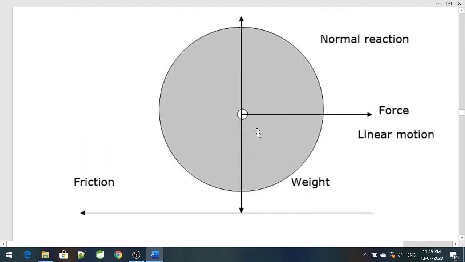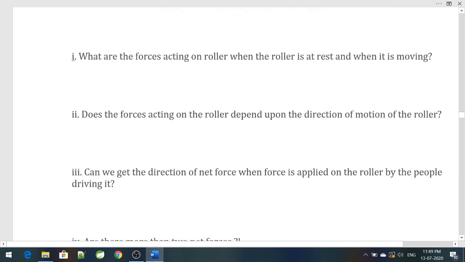Only questions. So it's a pitch area, or you can say a playground of a cricket. Normal reaction, force, linear motion, here weight. This is the friction. So what are the questions?